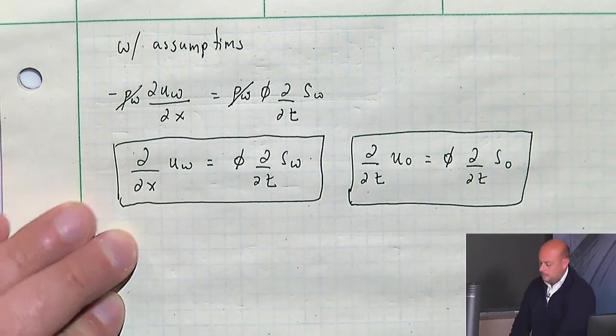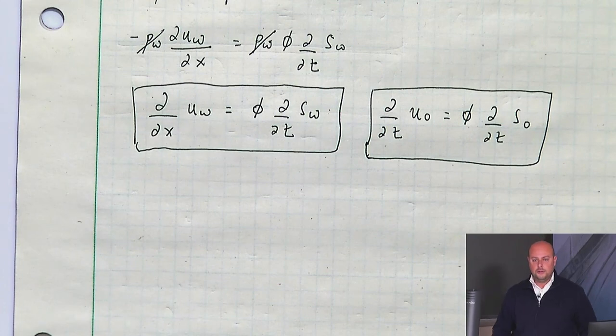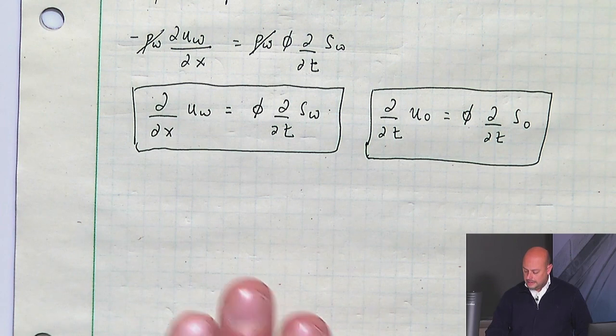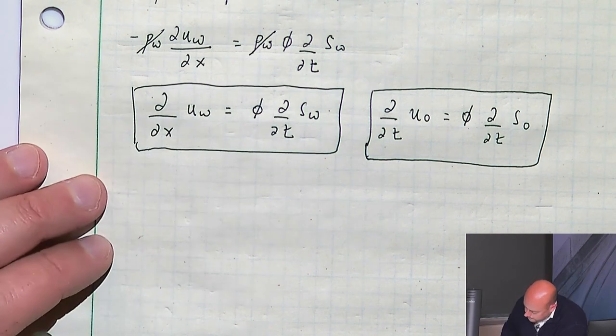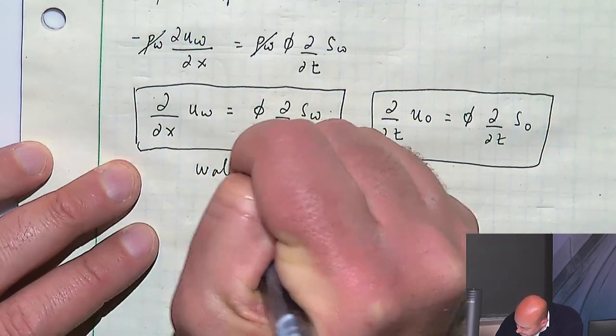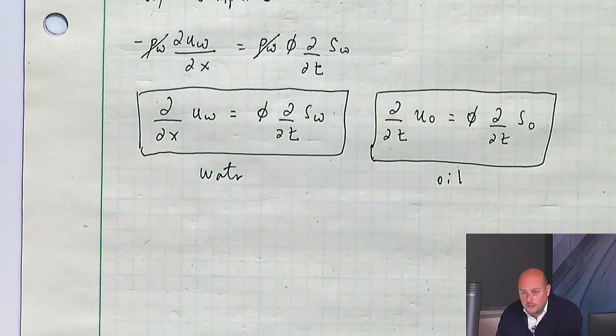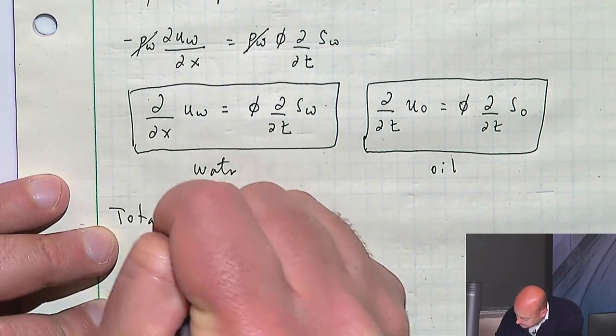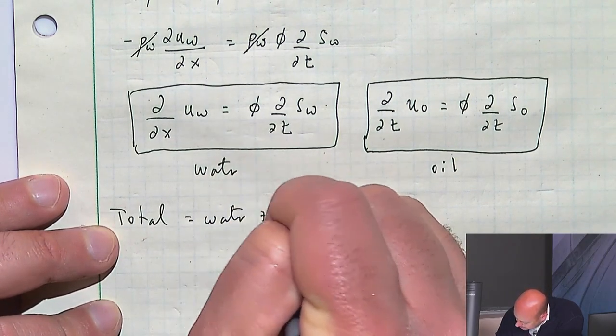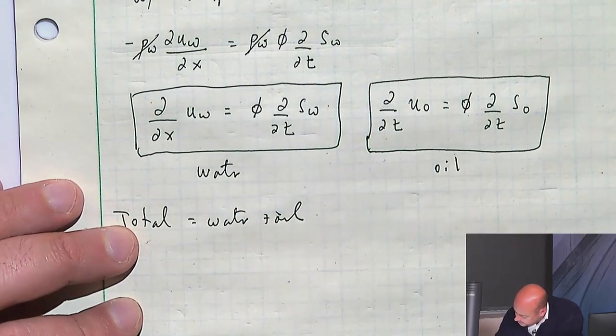Okay. So these are the same PDEs I showed a moment ago, but because the densities were constants and because the porosity was constant, I could pull them out of the derivatives and then the densities cancel. So this is water. This is oil. And what you can do is you can add them together to get a total balance. So the total balance is water plus oil. So let me add these two equations together.